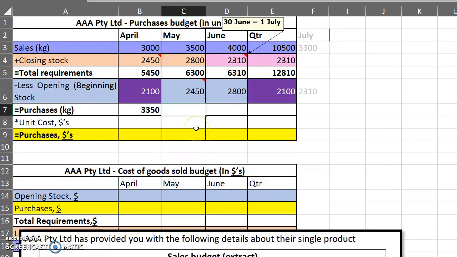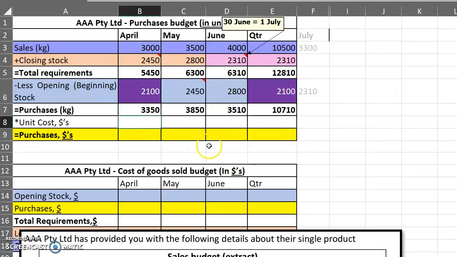Now let's do the same for May. My total requirements are 6,300. I'm going to take away opening stock. And then we're looking at June. Total requirements are 6,310, and we take away opening because we already have it. We don't need to buy it. We continue with the same approach for the quarter. And there we have it. Purchases in kilos for the quarter and broken down per month.